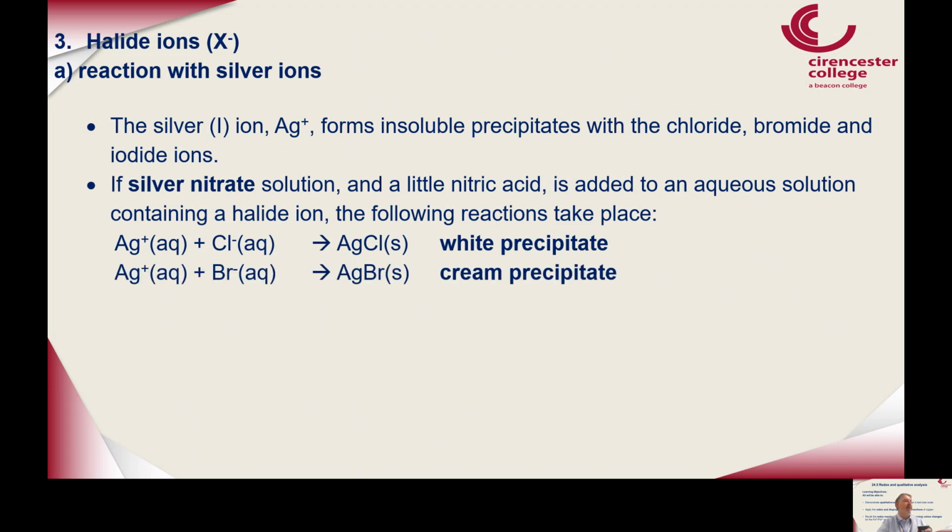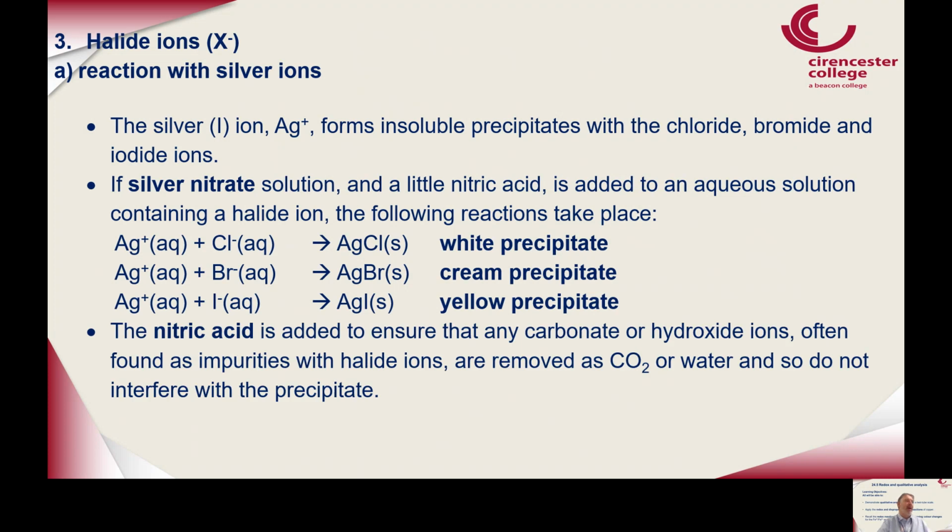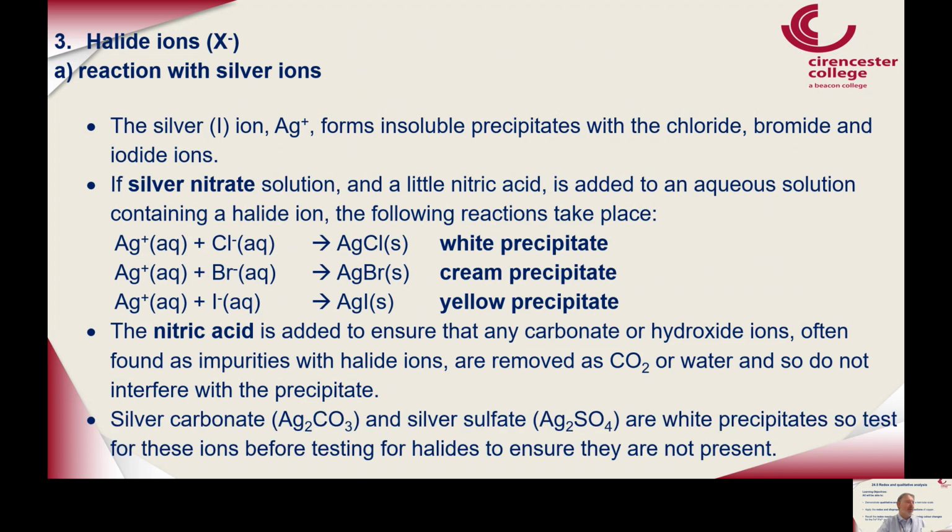Obviously, a cream precipitate with bromide, and a yellow precipitate with iodide. Hopefully, we've got no carbonate or hydroxide ions in there, because they're often found with halide ions, so they shouldn't interfere with the precipitate. Silver hydroxide is a precipitate as well. Silver carbonate and silver sulfate are also white precipitates. That's why we test for them first. Make sure you got rid of those, because otherwise you could confuse them with the chloride reaction.